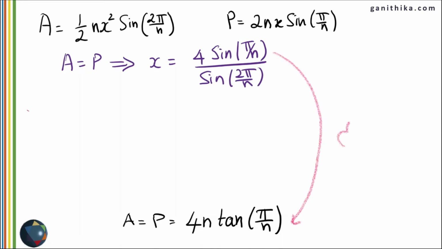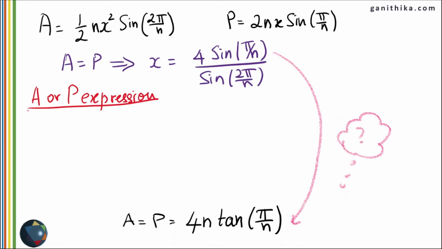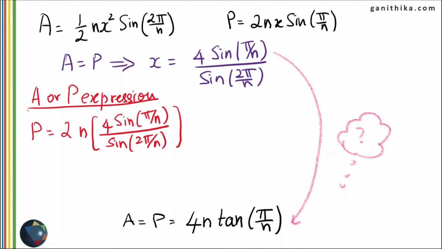So from here to here, how can we go? This is what you need to think now. Using the expression for x, can we change the expression for A and P to 4n tan pi over n? We can substitute the x expression into either A or P. It's easy to substitute in P because it has only one x value. So substituting and simplifying, again pause the video here, simplify and see if you can come to the conclusion that A equal to P equal to 4n tan pi over n.